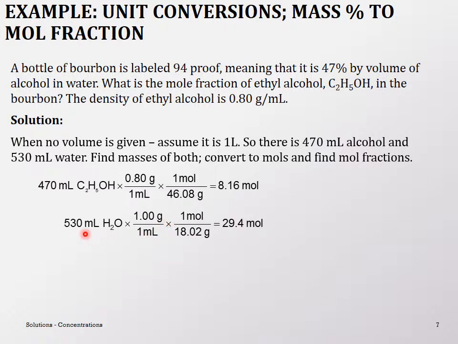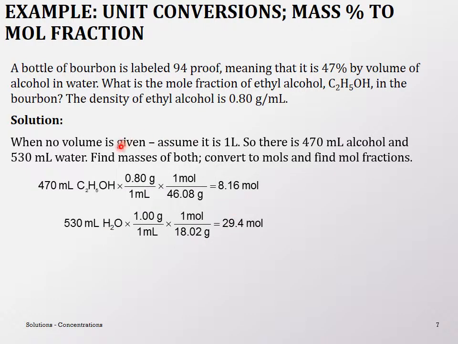530 milliliters of water, and the density here is going to be 1 gram per mL for water. Remember, this is 530 milliliters of water, not 530 milliliters of solution. Ethyl alcohol is 0.8, but 530 milliliters is water. So you're trying to find out the mass of water here, so that's 1 gram per mL. And then you convert it to moles, where 18.02 is the formula mass of water. So you get 29.4 moles.